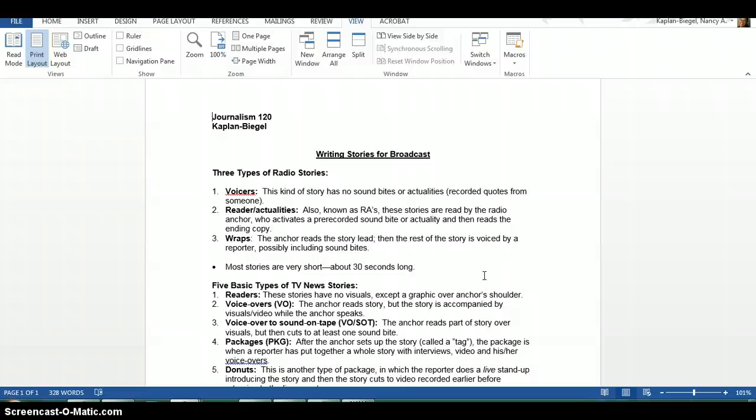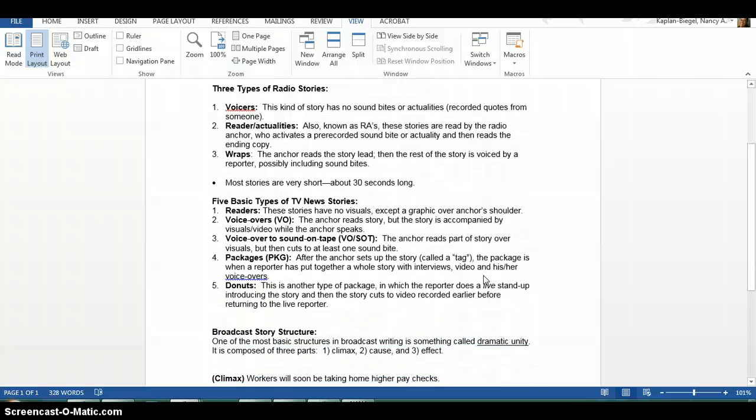So on radio, a lot of stories are very short, about 30 seconds. On NPR, sometimes you'll get longer stories, but typically these are very short. So another area of broadcast is obviously TV, and they have 5 basic types of stories. And again, if you decide to be a broadcast major, you'll learn way more about this stuff. But the first type are readers.